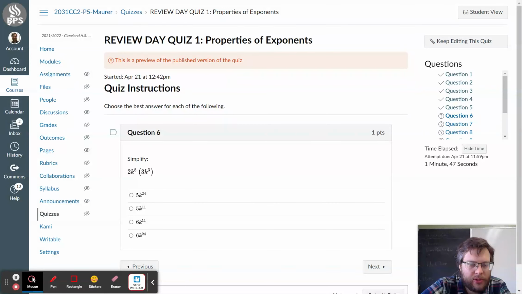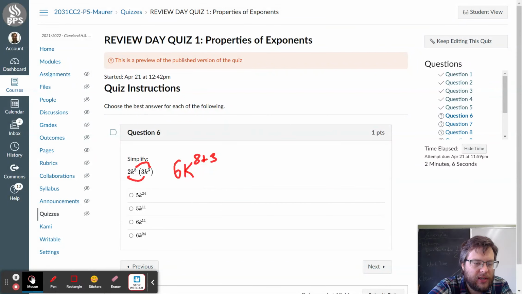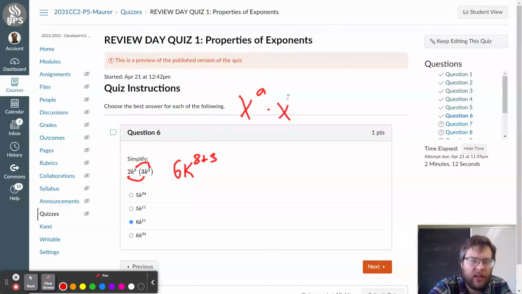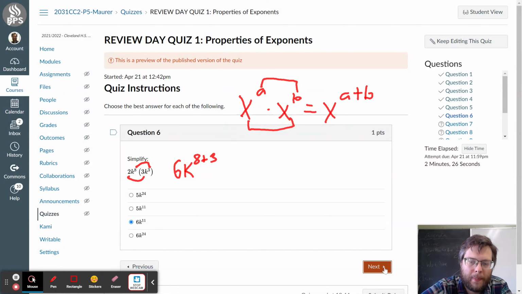All right, here we are just trying to calculate how many k's there are, and I see k to the 8 and k to the third, and so I go k to the 8 plus 3, and then I see 2 times 3, so I get 6, and that would be the answer, 6k to the 11. Remember, that's the rule that we've talked about several times, x to the a times x to the b equals x to the a plus b. If the base matches, then you can add the powers. So there we go with question 5.